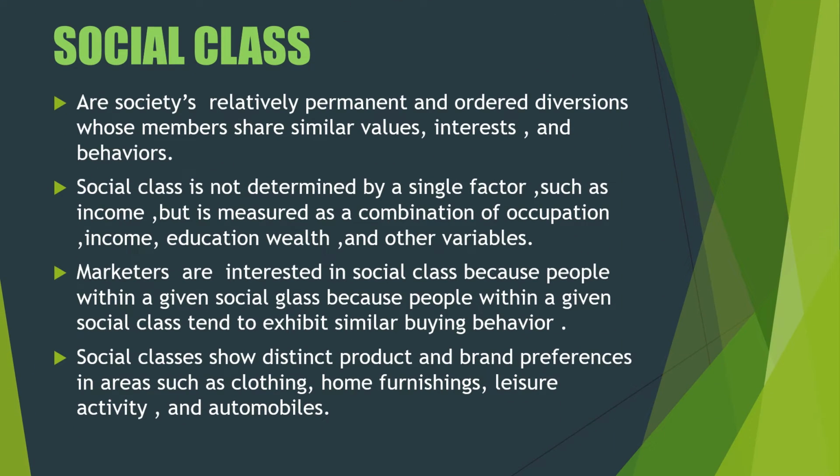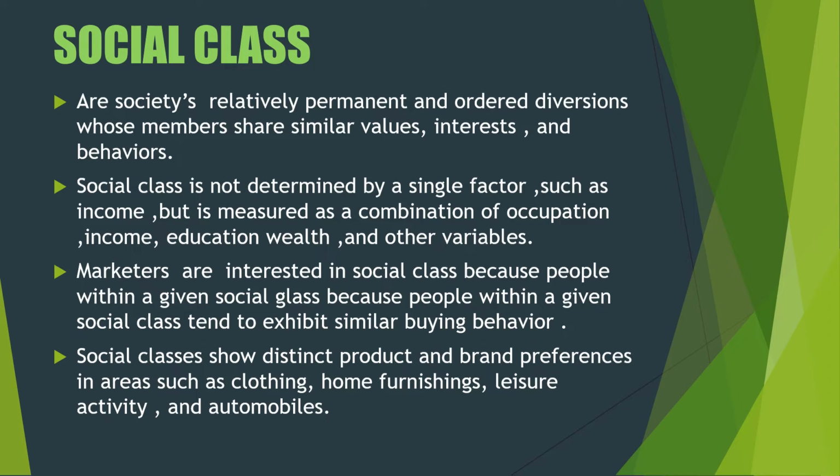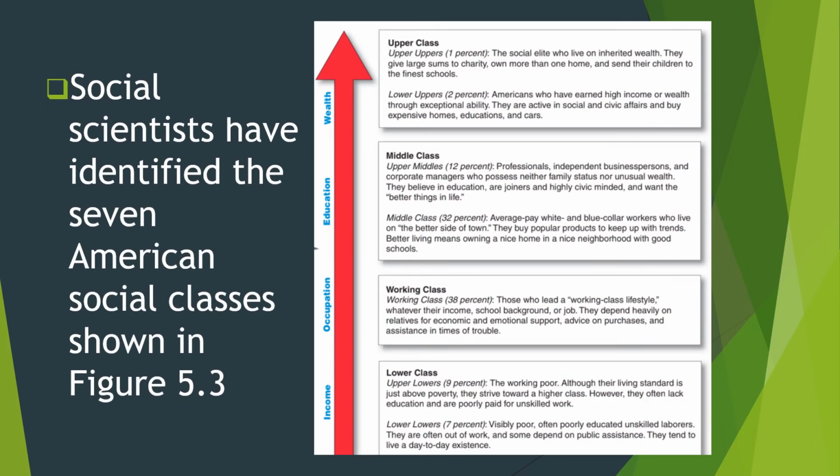Social class. Social class is the group of people within a society who possess the same socioeconomic status. There are four social classes. First, upper class. Second, middle class. Third, working class. And last, lower class. Let's start with the upper class.